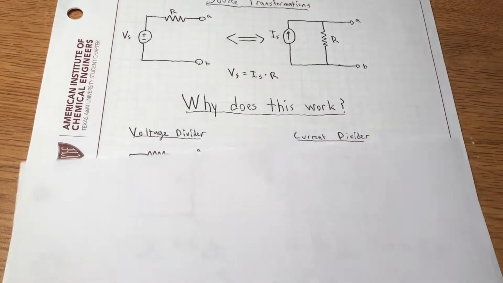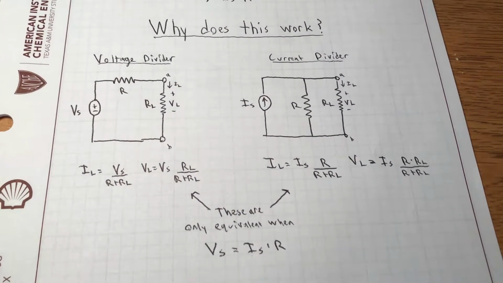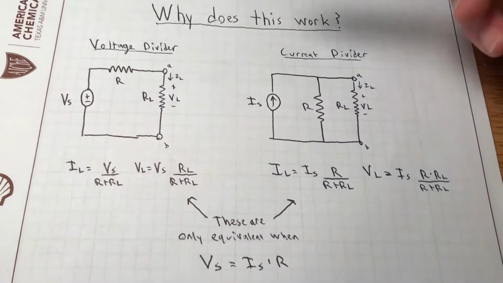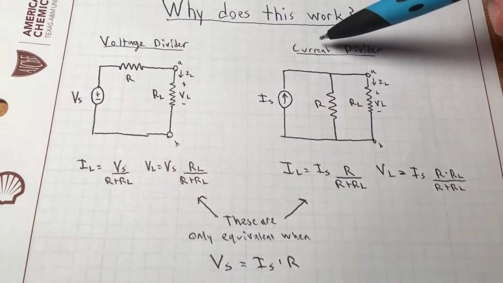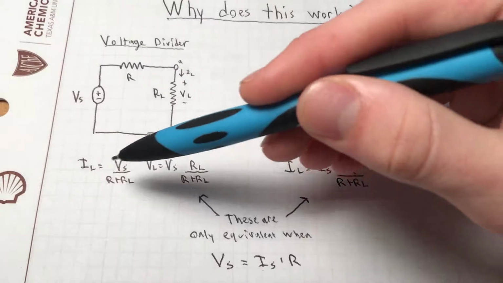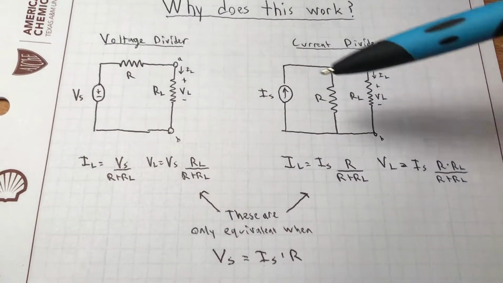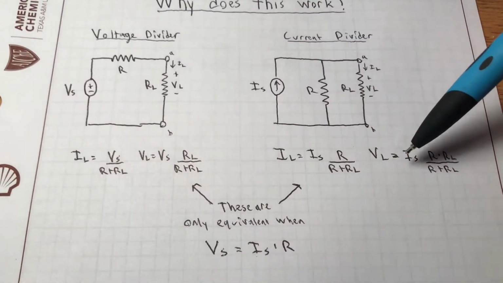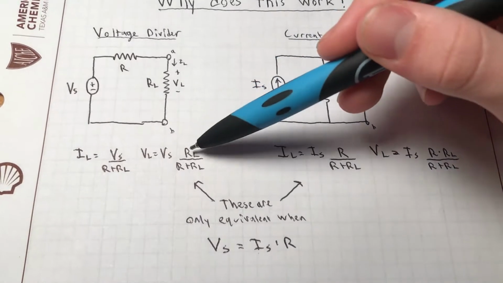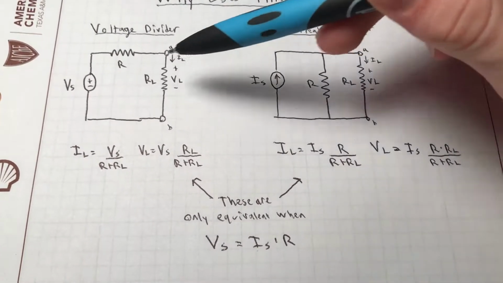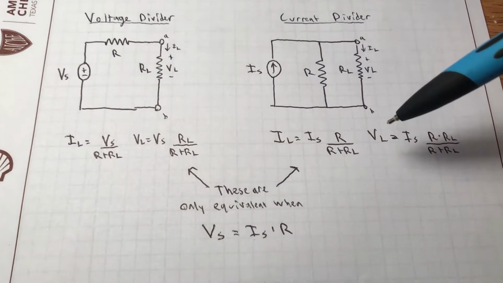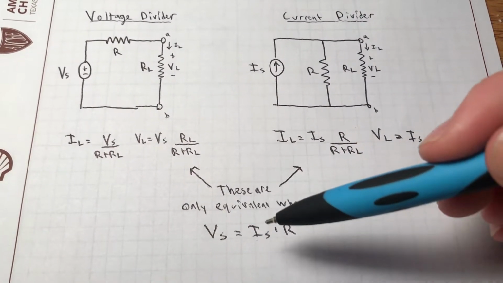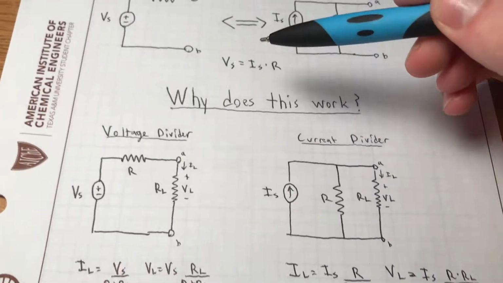So why does this work? Well, if you put a load across the terminals A and B in both circumstances, we can use Ohm's law and voltage divider and current divider equations to get the following four sets of equations. So Ohm's law gives us this equation and this equation, voltage divider and current divider, by examining the following two circuits, right? All these equations are only equivalent whenever Vs equals Is times R, or the transformation equation we used up here.